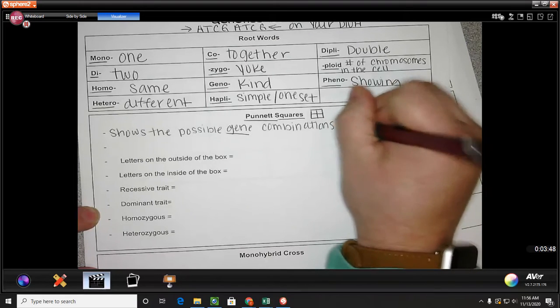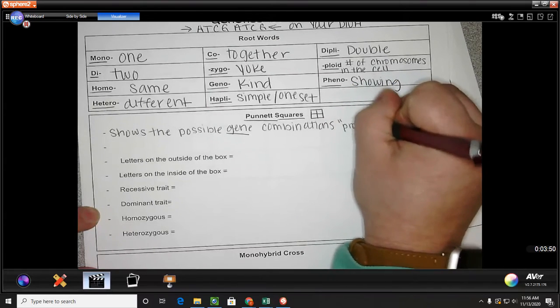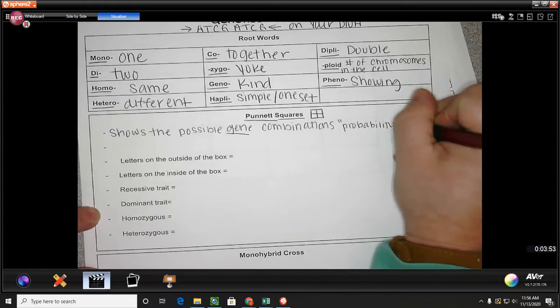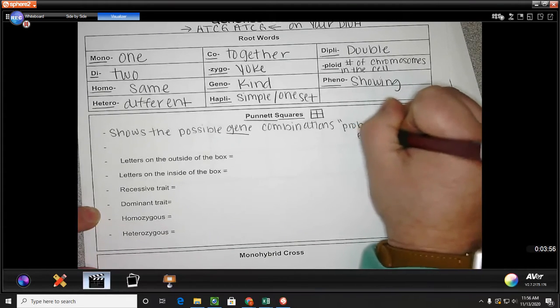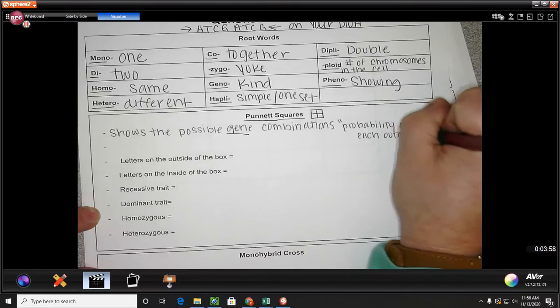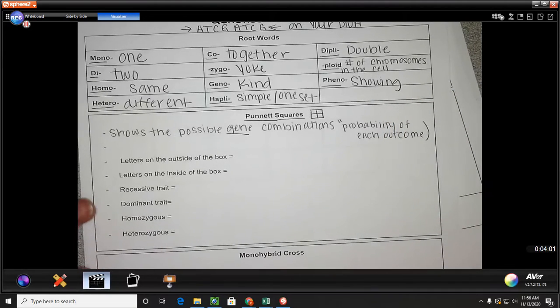So this is the probability of each outcome. So remember, genes are genetic information that you have received from your mom or your dad. So genetics is showing those combinations when they come together. Many of you may or may not have brothers and sisters, but you wonder why y'all do not all look the same. So that's what we're going to talk about.